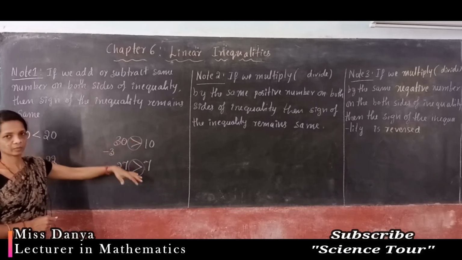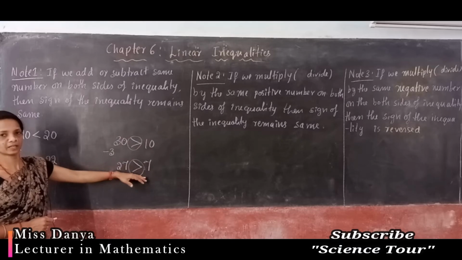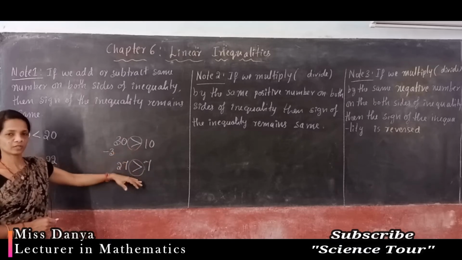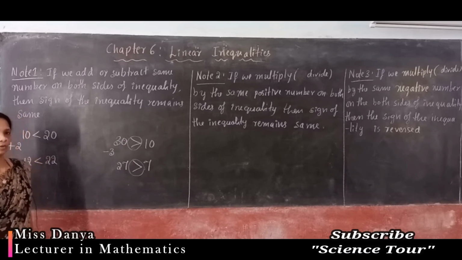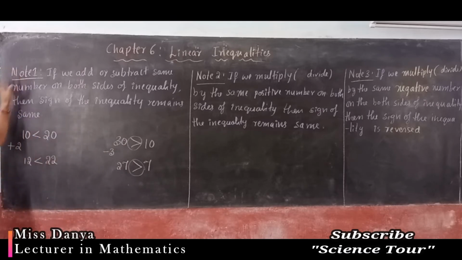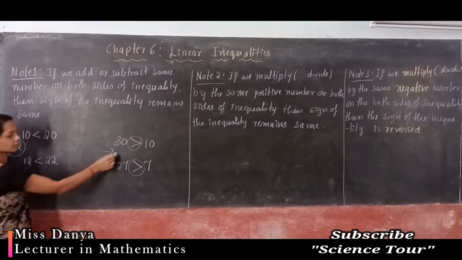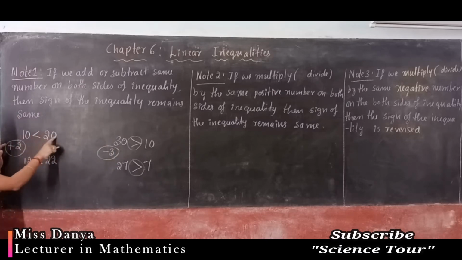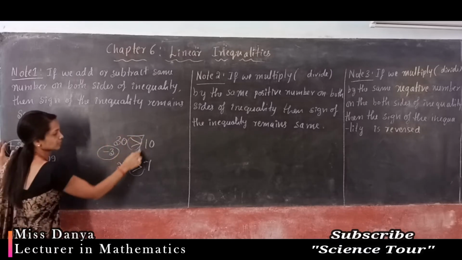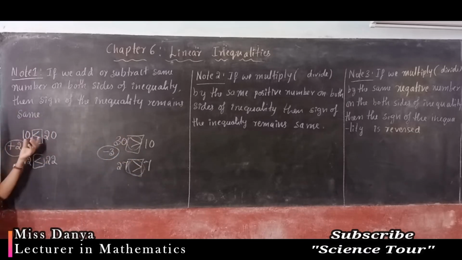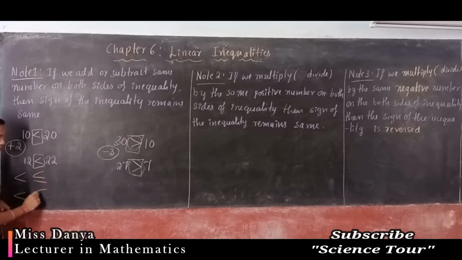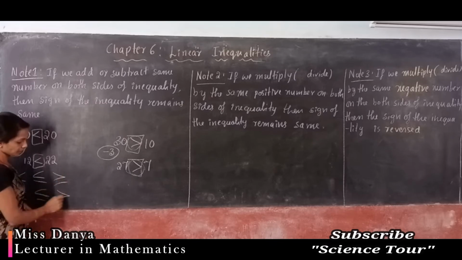If it is less than, that will be less than. If it is greater than or equal to, that will be greater than or equal to. If it is less than or equal to, after subtracting also it is less than or equal to. Okay, so this is about note 1. If you add or subtract the same number on both sides of an inequality, then the sign of the inequality remains the same. That means if it is less than before subtracting or before adding, then after adding or subtracting also it will be less than only. If it is less than or equal to, that will be less than or equal to. If it is greater than or equal to, that will be greater than or equal to.